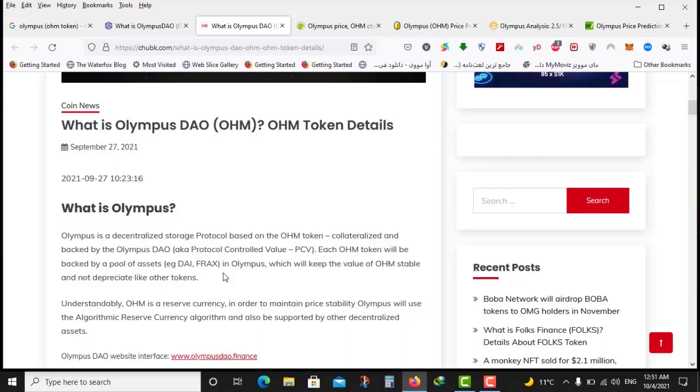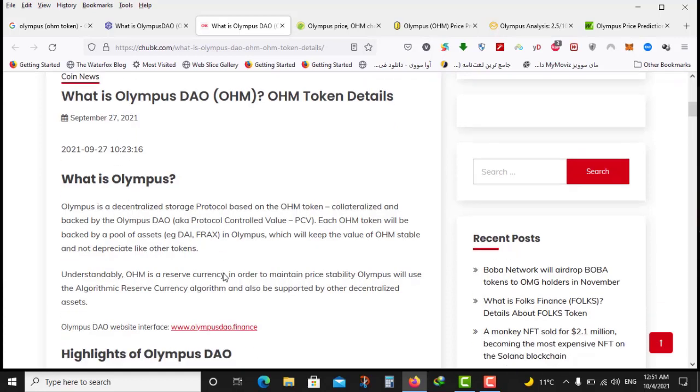Understandably, OHM is a reserve currency. In order to maintain price stability, Olympus will use the algorithmic reserve currency algorithm and also be supported by other decentralized assets.